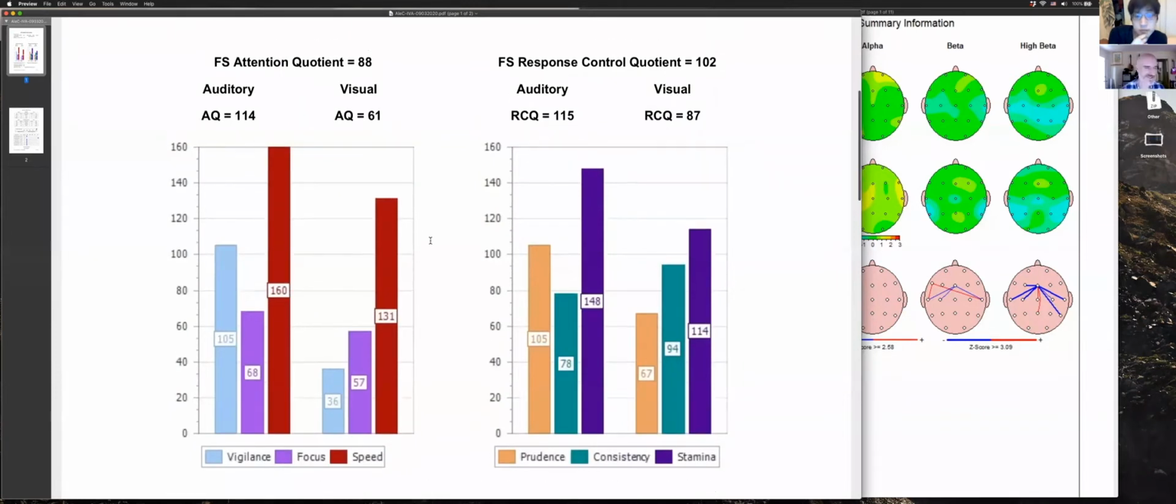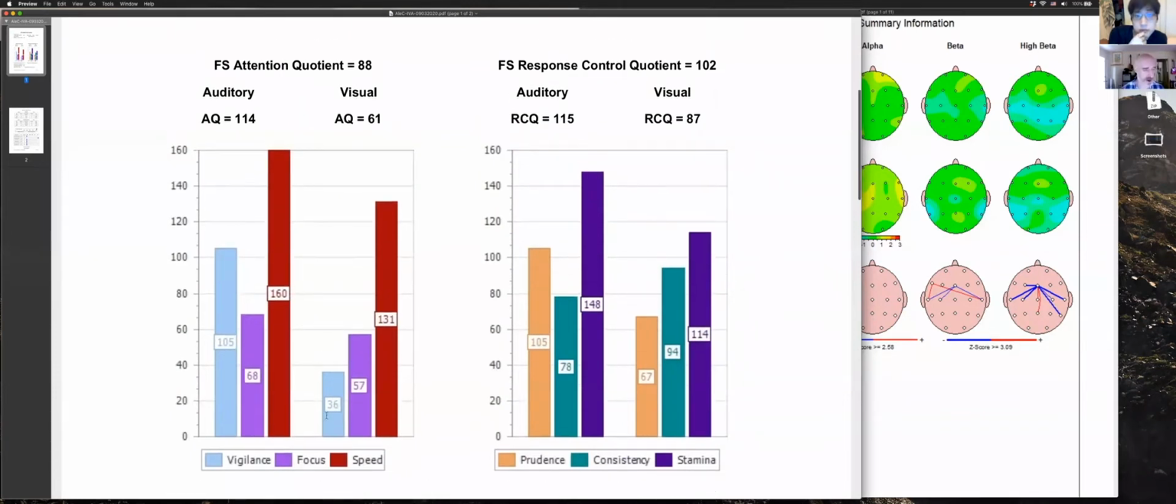So on this side, the visual side, it's hard to be alert, hard to catch the new information, and then you also get bored and drift. So a little more difficulty there. This side's average. The auditory is above average, and visual is slightly below average, but not really a big deal.